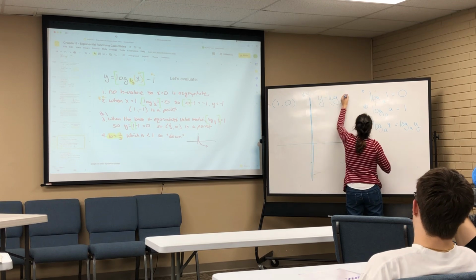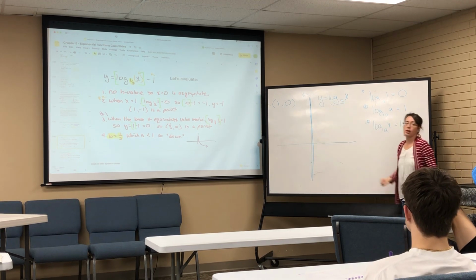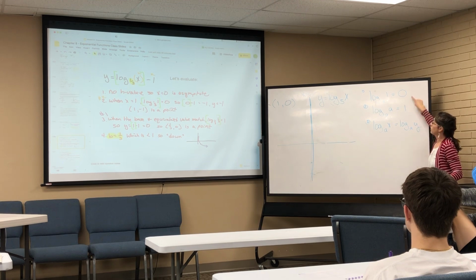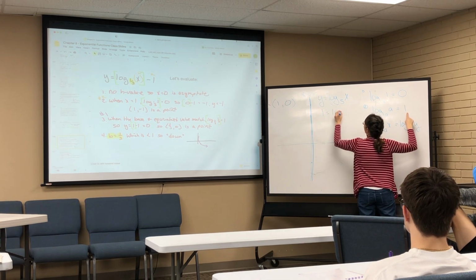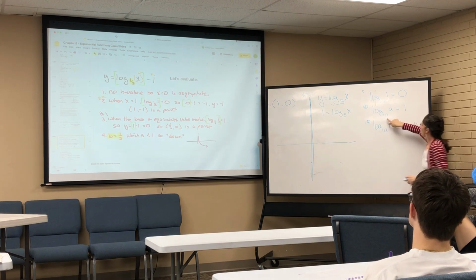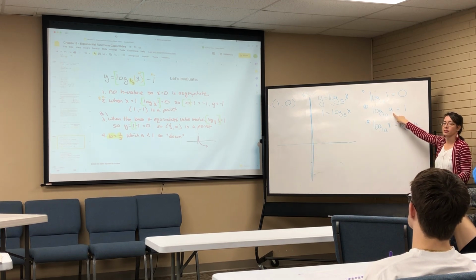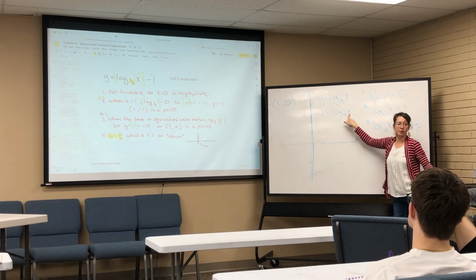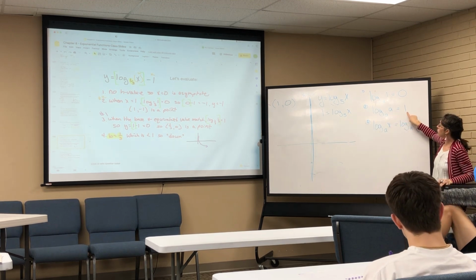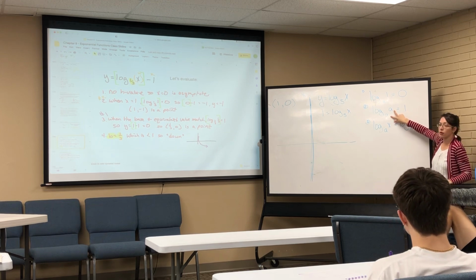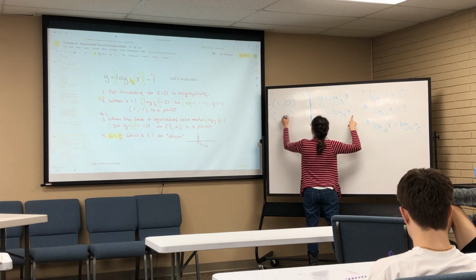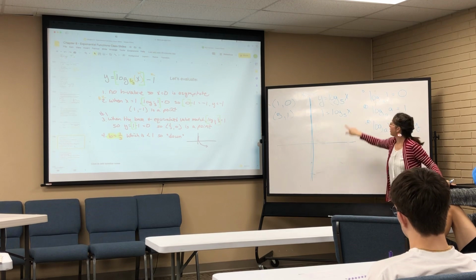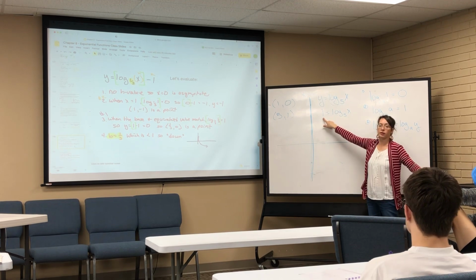Now, what other number should I pick for x that would go with these rules? If I want y to equal 1, what number do I have to pick for x? 5. Perfect. So if I want y to equal 1, my base and my equivalent value have to match. So I'm going to pick the number 5. When x is 5, then y equals 1.